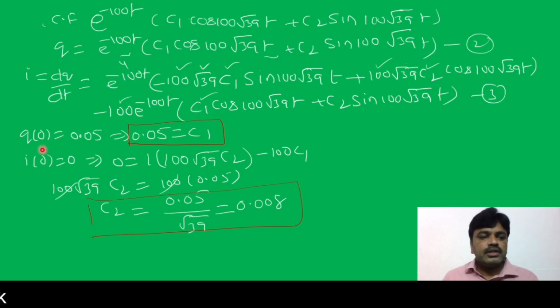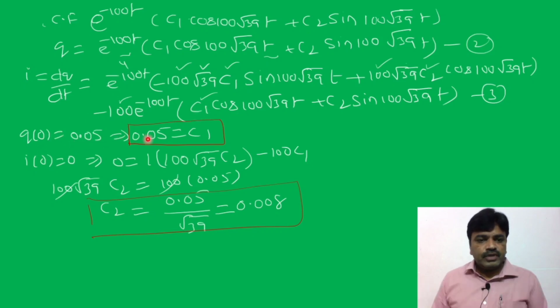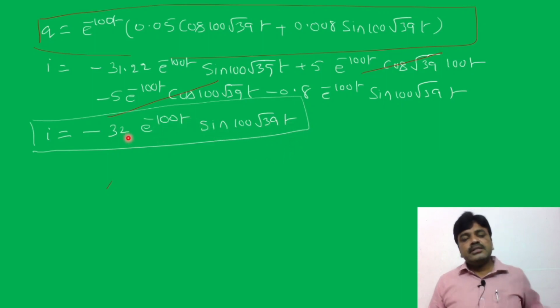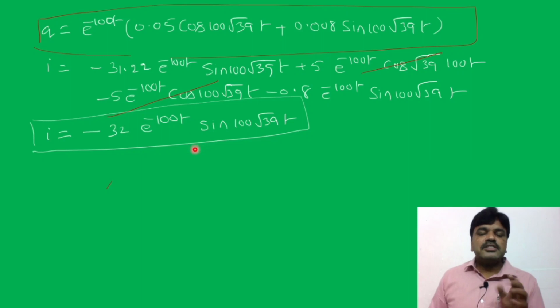Now he gave two conditions, Q of 0 is equal to 0.05. I apply this in Q and get C1 value 0.05, and then I of 0 is equal to 0, the second condition. Then I simplified and get C2 value as 0.008. I substitute C1 and C2 in Q and I. This Q is the charge in the circuit at any time, and some terms cancel in I. Finally I get I is equal to minus 32 e power minus 100t sin 100 root 39t. This is the current at any time in the circuit.